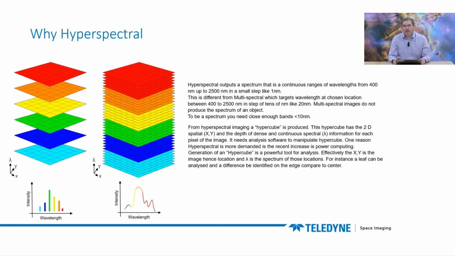We can see that the hyperspectral output is what is also called a hypercube, where you have 3 dimensions. In the Y and X axes, you have the 2D image, and in the third dimension are the wavelength and the spectrum.